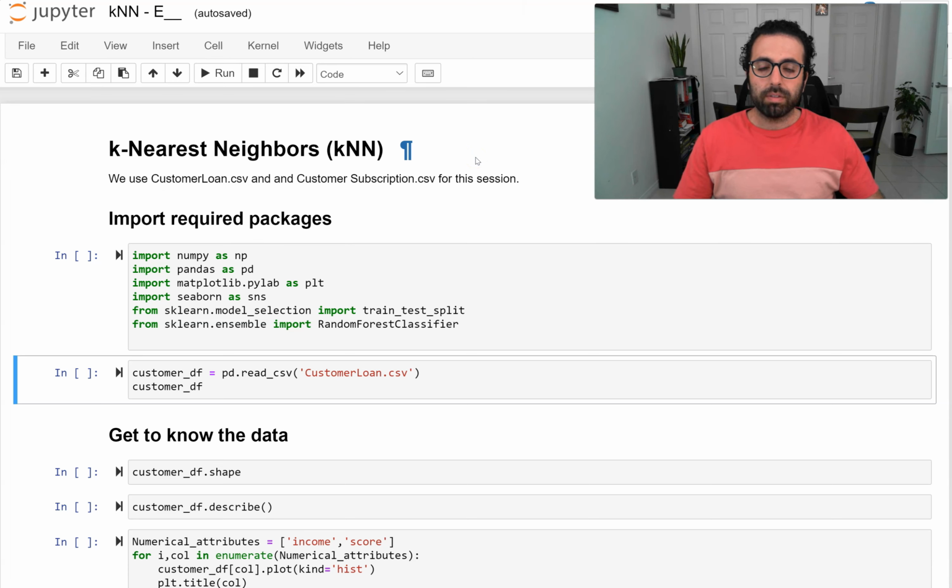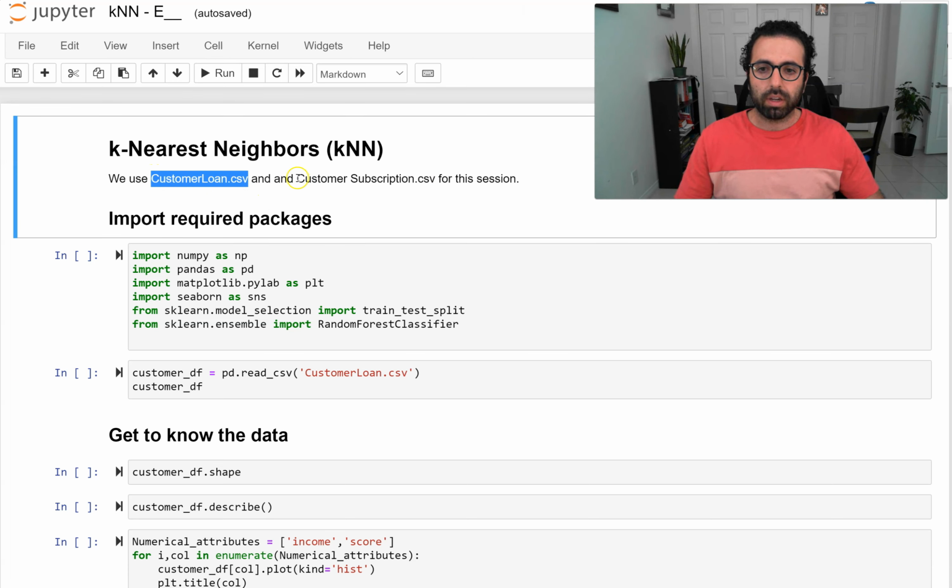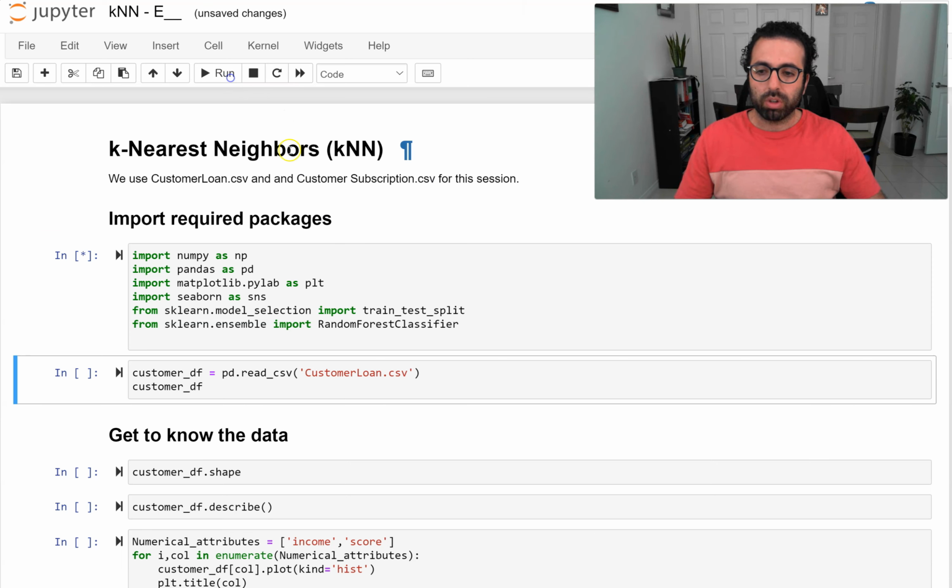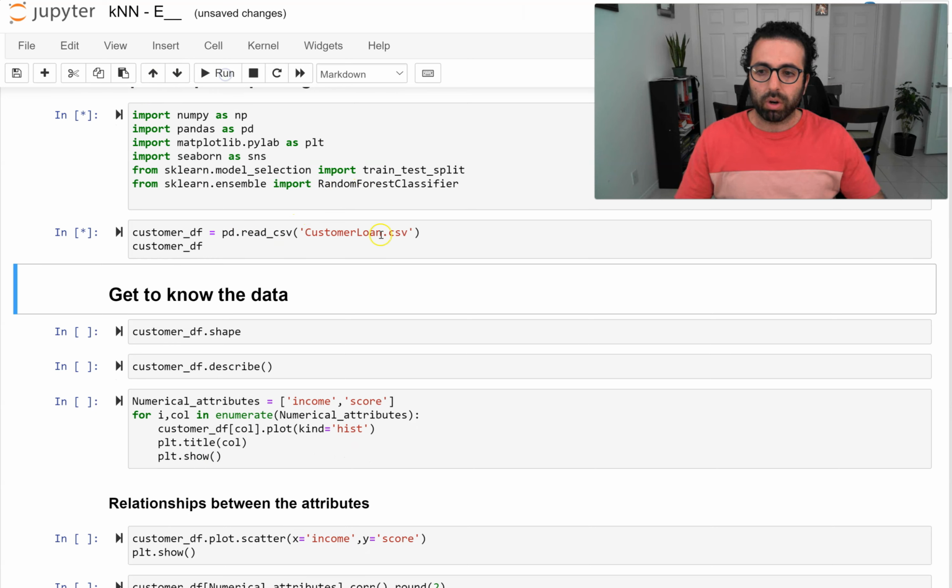Alright, in this video we're going to use two data sets. The first data set is customer loan.csv and then customer subscription.csv. The first data set is very small and we're basically using it to talk about what KNN is. And then the second data set is a bigger data set and is more towards the side of being a real data set. And then we use that data set to actually do some meaningful classification in a real world example. So first thing we always do, we import our packages and we read our customer loan data.